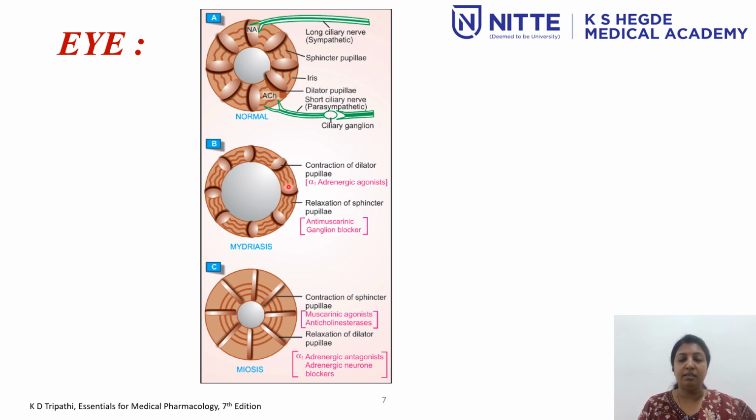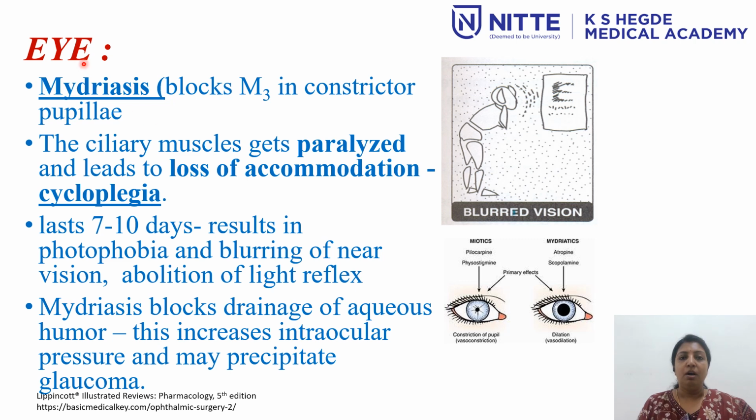So acetylcholine, you remember, contracts the circular muscles and produces miosis. Whereas atropinic drugs, antimuscarinic drugs, what do they do? They relax the sphincter pupillae and produce mydriasis, that is dilatation of the pupil. Topical instillation of atropine can produce mydriasis. Mydriasis is mainly by blockade of the M3 receptors in the constrictor pupillae, that is the circular muscles.